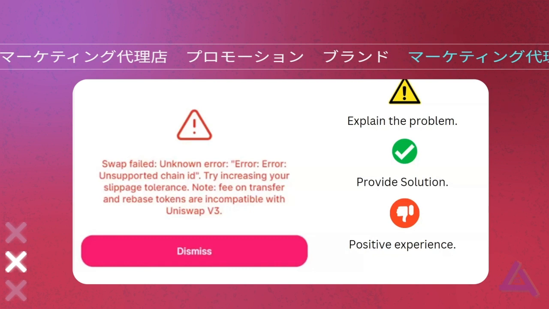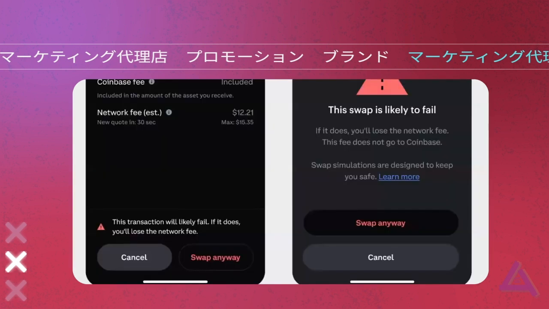They are explaining the problem, but it's still not a positive experience because you are saying swap failed, that's one error. Then unknown error, that's a second error. Error, four errors. So I have four errors on the message. That's not a happy message, right? So it's the same. It's for UX.